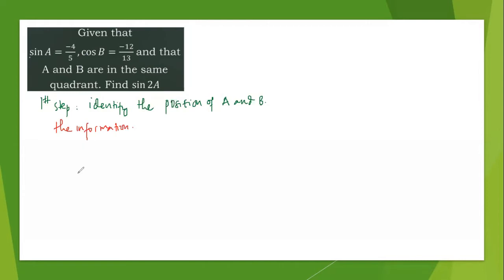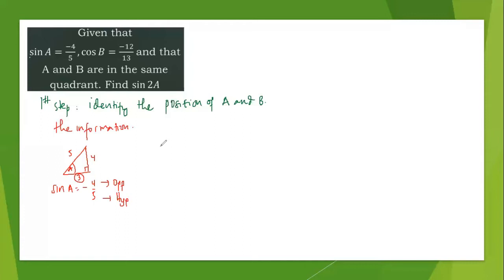Sine A, this one here. Sine A equals minus 4 over 5. This one is opposite, right? This one is hypotenuse, is it? So 4, this one is 5, right? Automatically here is 3. Just remember the Pythagoras. Okay, now about B.